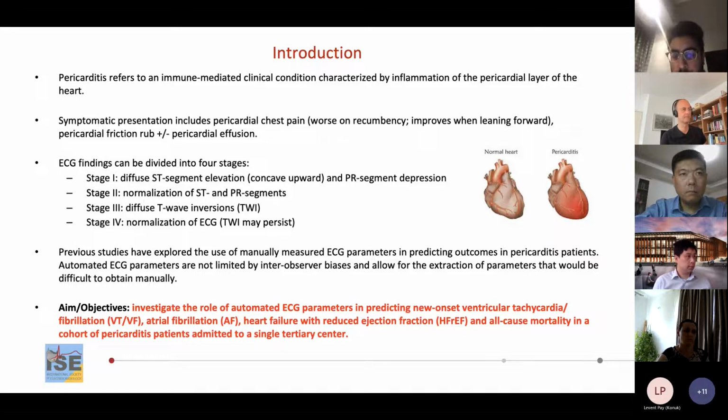So the particular investigation that I would like to discuss in relation to ventricular and general arrhythmic outcomes in pericarditis involves a study that our team recently performed to investigate the role of automated ECG parameters in predicting not only malignant ventricular arrhythmias like VT and VF, but also atrial fibrillation, heart failure with reduced ejection fraction, and all-cause mortality in a cohort of pericarditis patients.